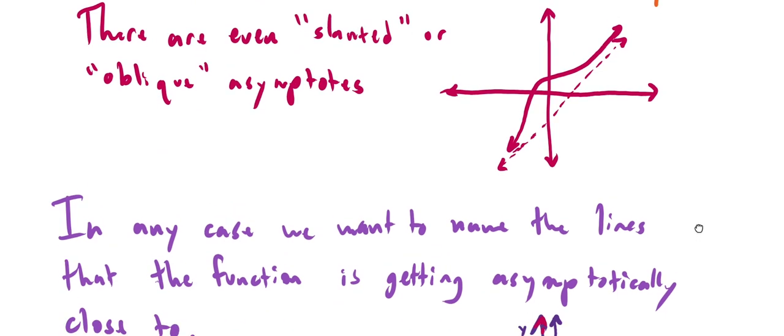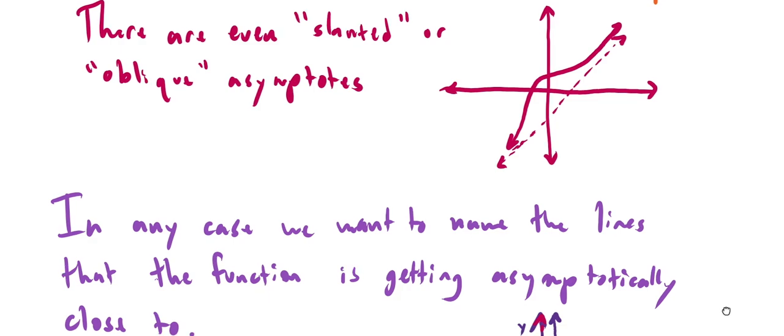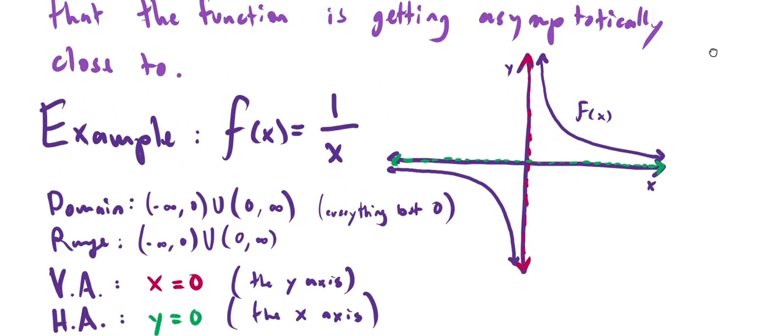Now, regardless of which kind of asymptote we're talking about, we want to give an equation for that line that it's getting closer and closer to. Let's talk this through with an example. This is one of my favorite functions, the reciprocal function 1 over x. First of all, let's note that we cannot plug in 0 into this thing, so the domain excludes 0.